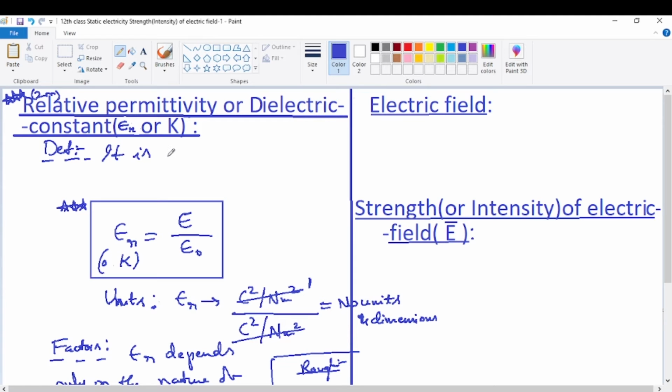I said the most important things in science and technology are definitions. Definitions should be learnt by heart. Always in your notes, the definition should be there. If the definition is there, almost everything is there, because from the definition only we are getting the factors, units, everything for the quantity, relative permittivity or dielectric constant.